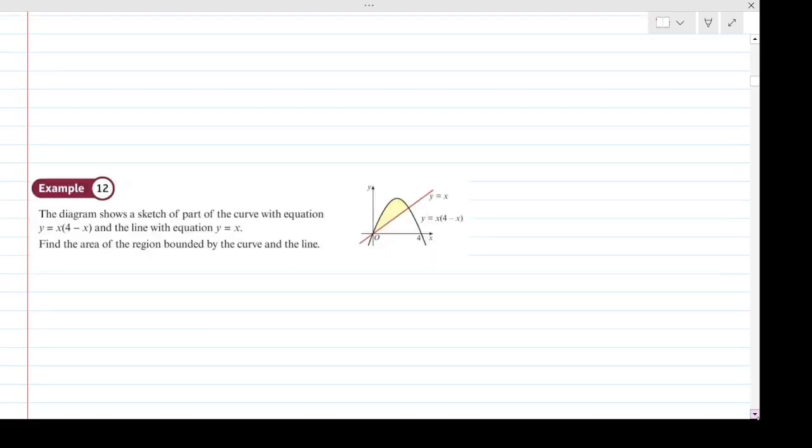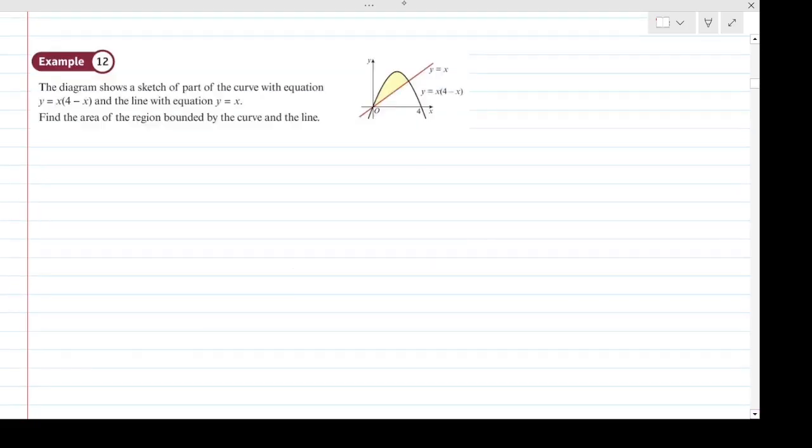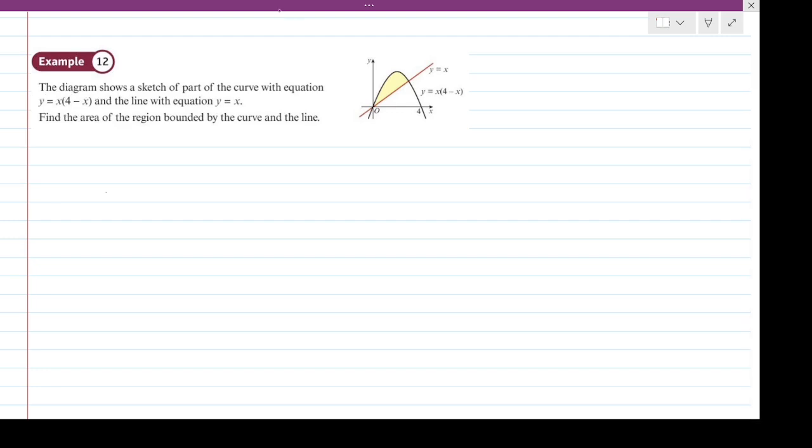We've got a straight line and a curve. This curve is y is x(4 minus x), with the line y is equal to x. You can see the area in yellow here, it's between the curve and the line. So it's not as straightforward as just integrating the curve, because if we integrated just the curve, it would be the whole area underneath the curve, right? So it would look a bit like this. We'd have this extra area as well, but we just want the area in yellow, which is between the line and the curve. So it's a bit more complicated.